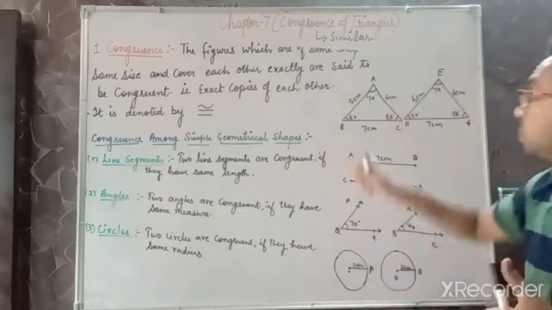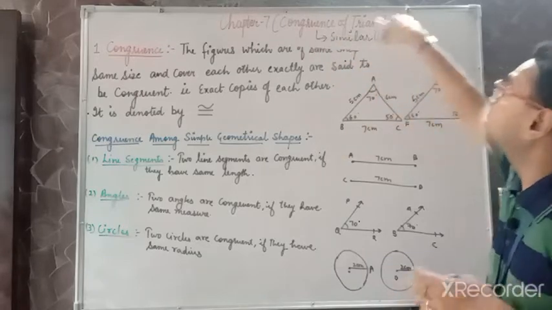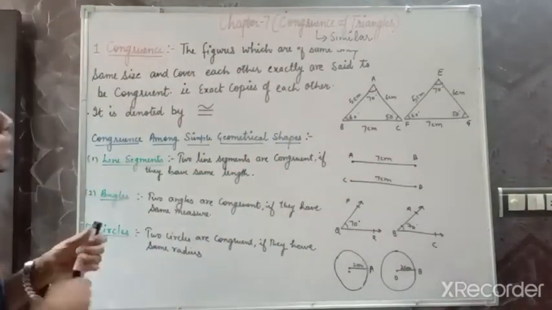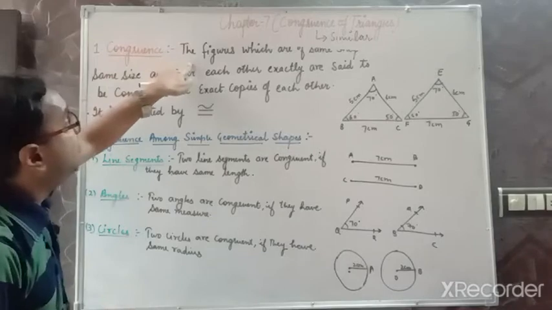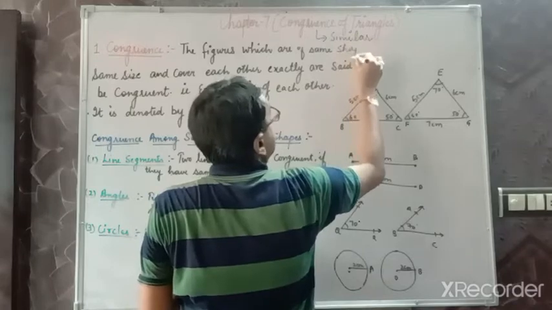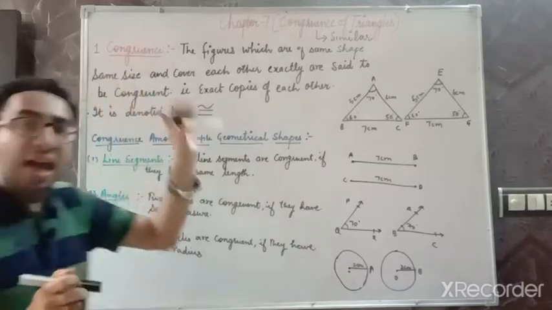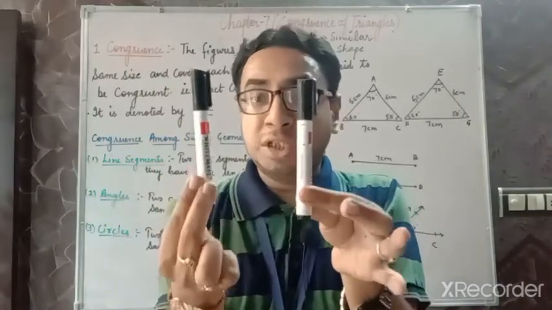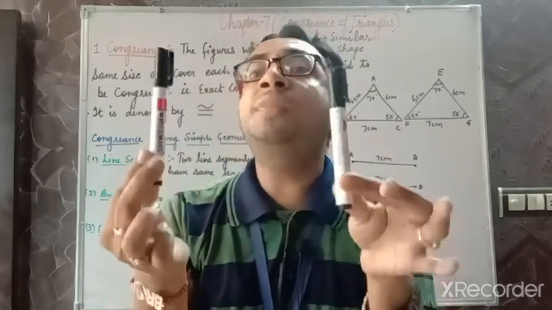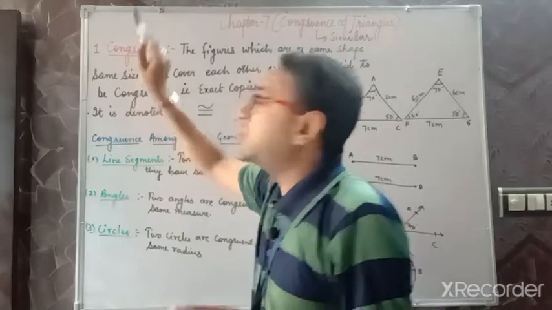So if I talk about congruence, similar, what is the congruency of triangles? Understand, congruency of triangle means the figures which are of same shape and size. Shape means geometrical. I'm talking about either rectangle, triangle, circle. Shape must be same. Size also must be same.